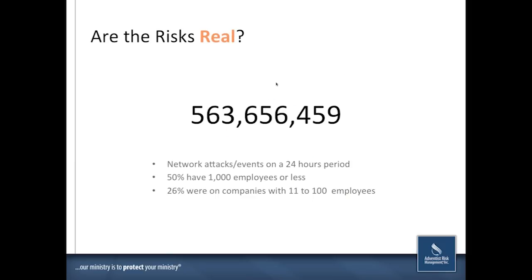Now, how widespread is this risk? There's a number there, 563,656,459. That is the number of sensitive personal records, records that were lost or involved in security breaches from January of 2005 to October of 2012. That's very sobering. That number is very large. It is, and later on we're going to talk about the cost per record when there is a security breach.